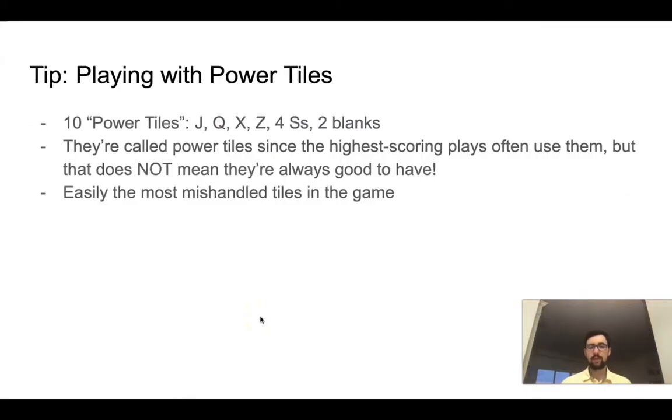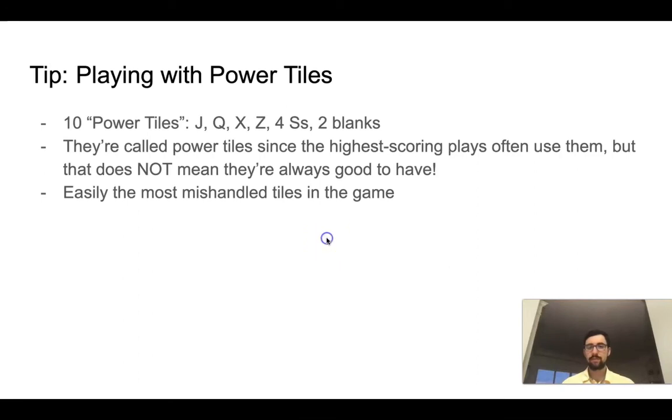The next thing I want to talk about is power tiles. Now, there are 10 so-called power tiles in Scrabble. There's the 4 highest scoring consonants of J, Q, X, and Z, as well as the 4 S's and the 2 blanks. And the reason they're called power tiles is because the highest scoring plays do often tend to use them. But it's important to stress that this does not mean they're always good to have on your rack. And in fact, I find that they're easily the most commonly misplayed tiles in the game, especially by beginner players, but even sometimes by intermediate or advanced players.